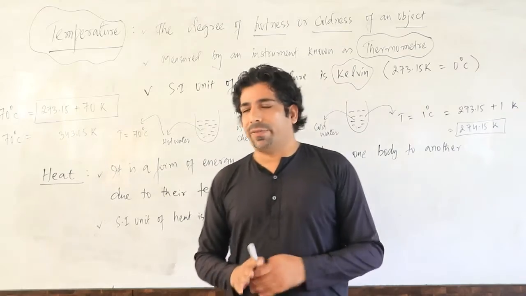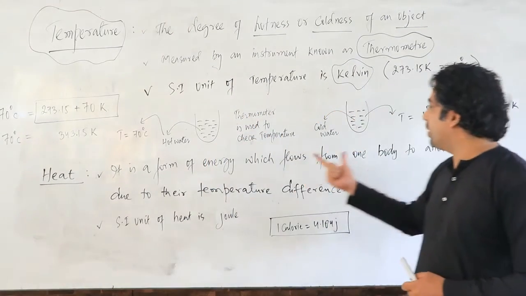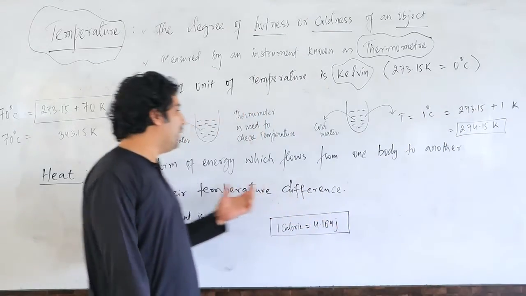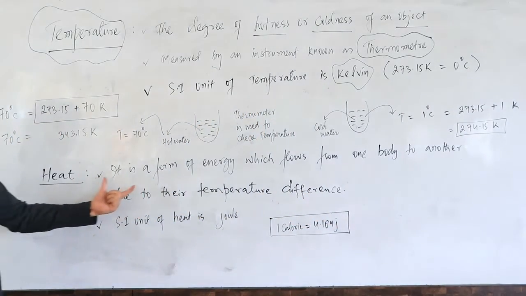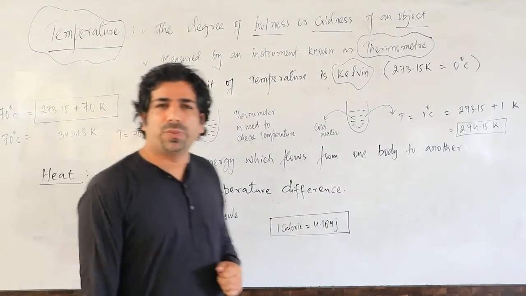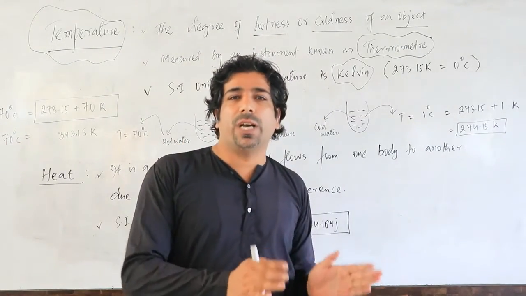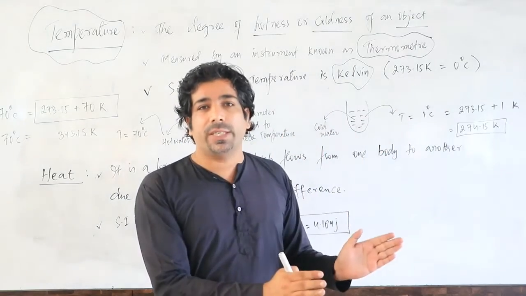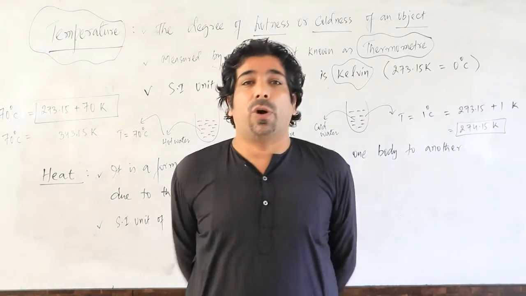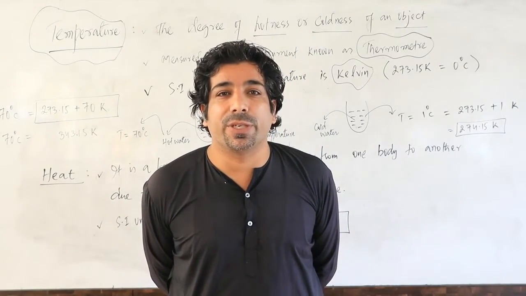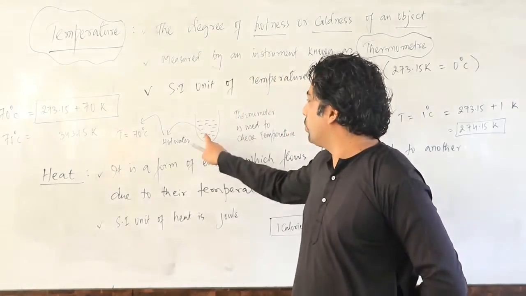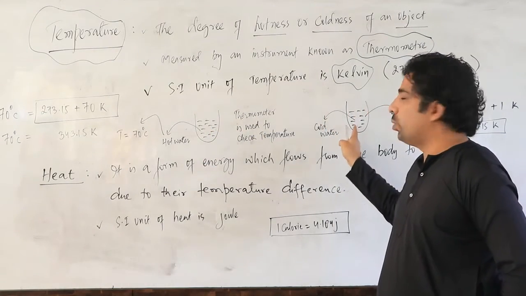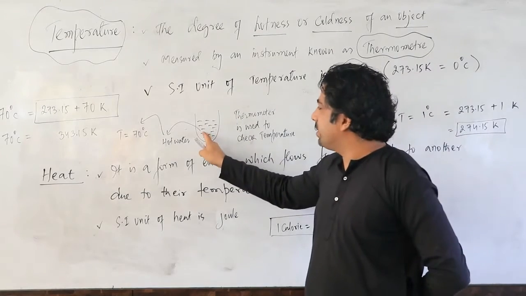So now, my dear friends, after discussing hot water and cold water, let us talk about heat. It's a form of energy which flows from one object to the other object. Heat is a form of energy. It can flow from one object to the other, but only when there is a difference in temperature. Now if you look at hot water and cold water, heat can flow from hot water to cold water, and there is a difference in temperature.